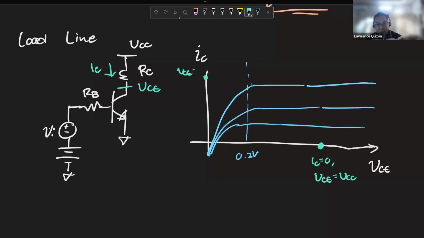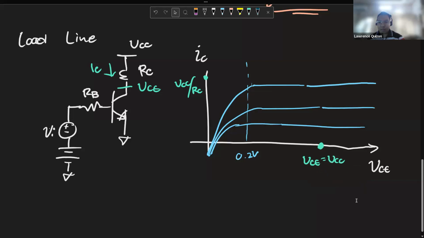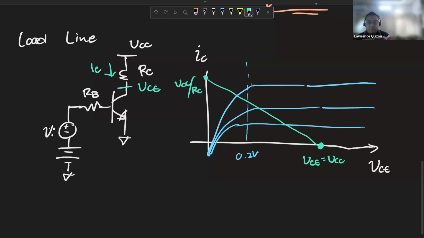At VCE equals 0 naman, IC is equal to VCC over RC. Diba? Kasi VCC minus 0 over RC na yun. So at VCE equals 0, VCC over RC na to. At IC equals 0, VCE equals VCC dito sa baba. Diba? And we know that these two are related by a resistor. So linear yan.